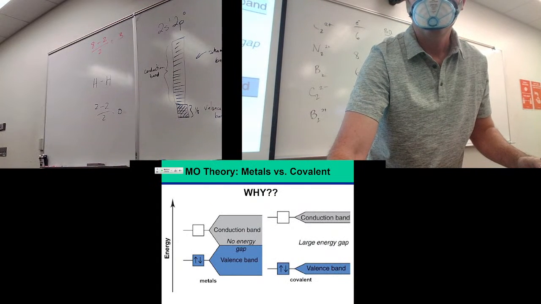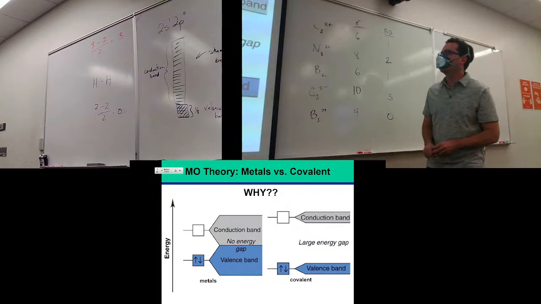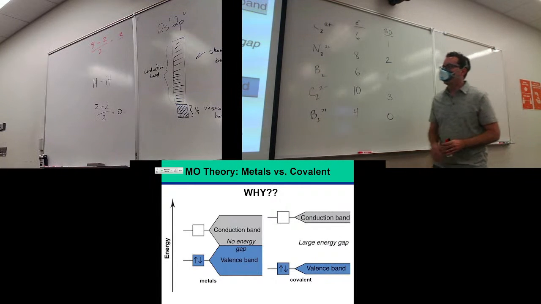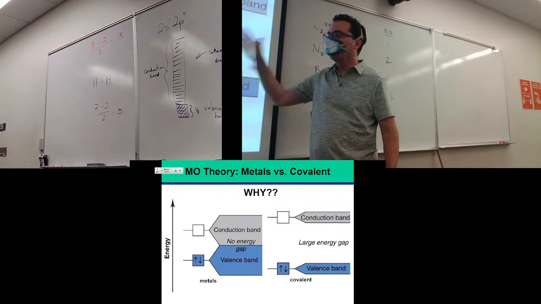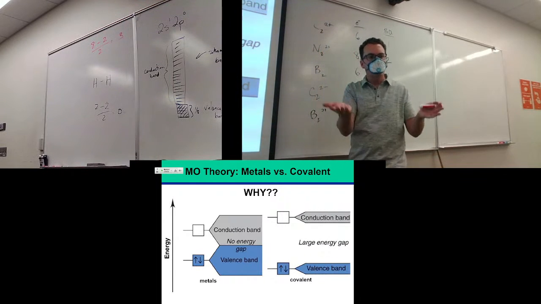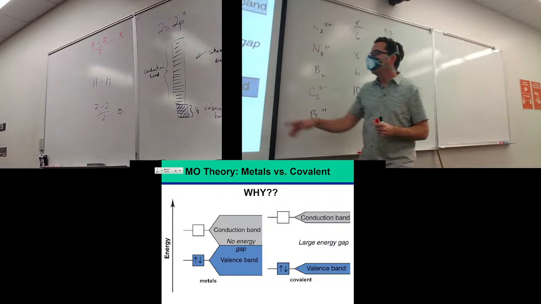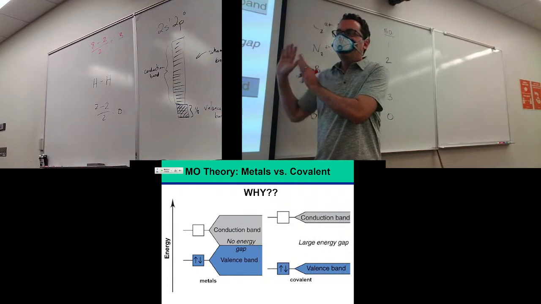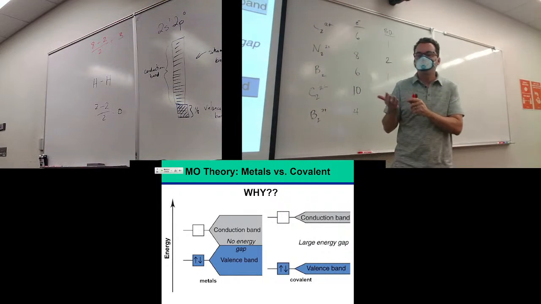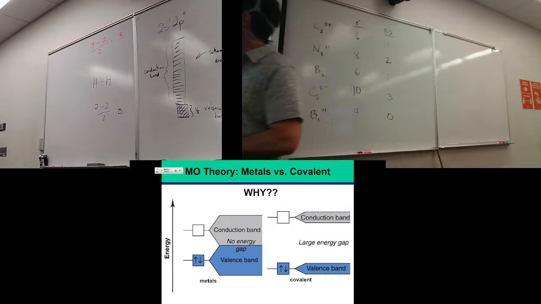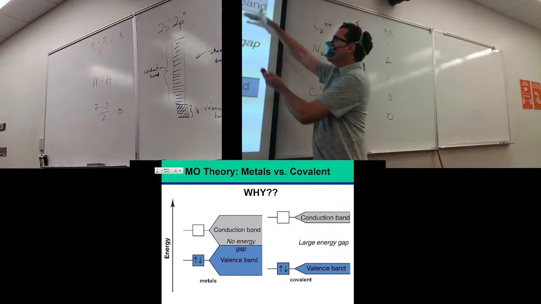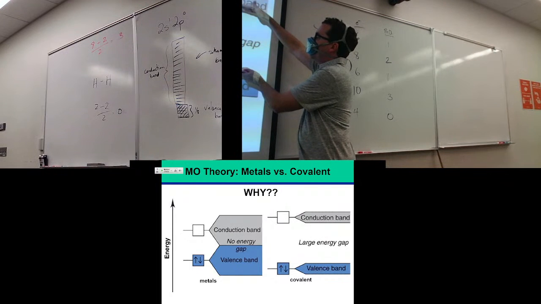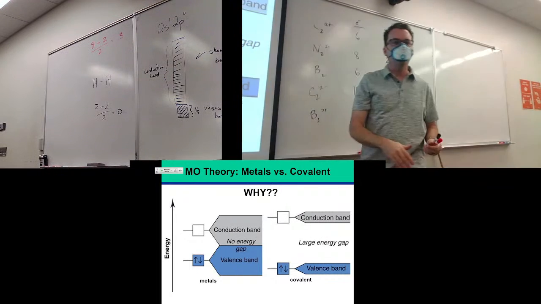So this is what I was talking about. Now, it's a little bit weird to think of a covalent compound like the ones we just saw, H2 and N2, having bands. But you can think of them as having bands too. The difference between a metal and something that is going to be more covalent-like is that the gap between the conduction band and the valence band is going to be really big.